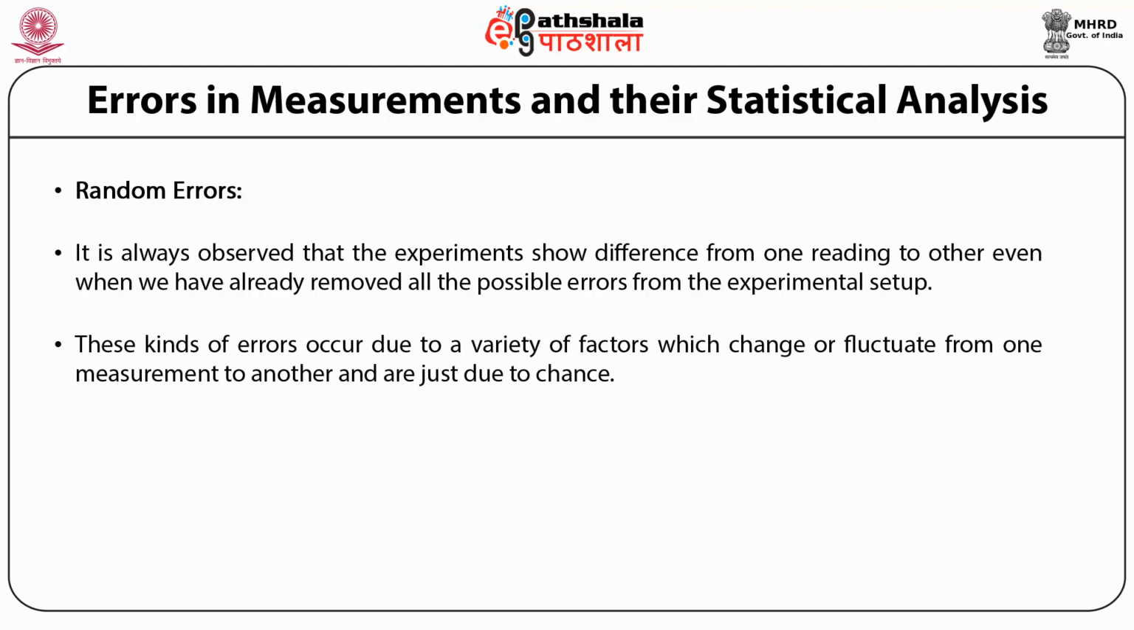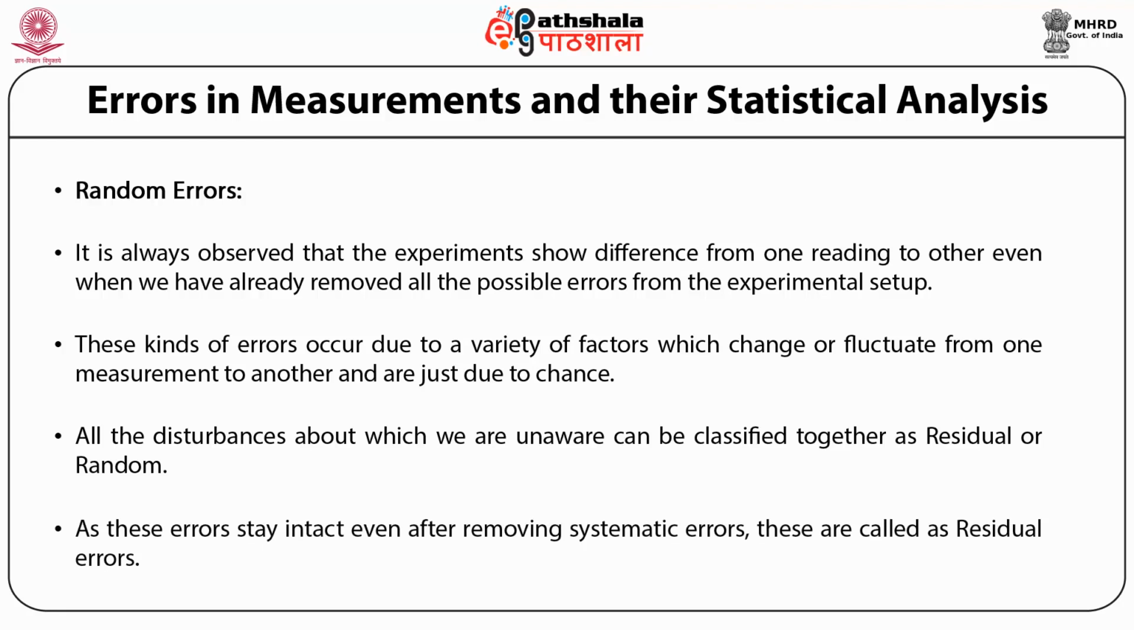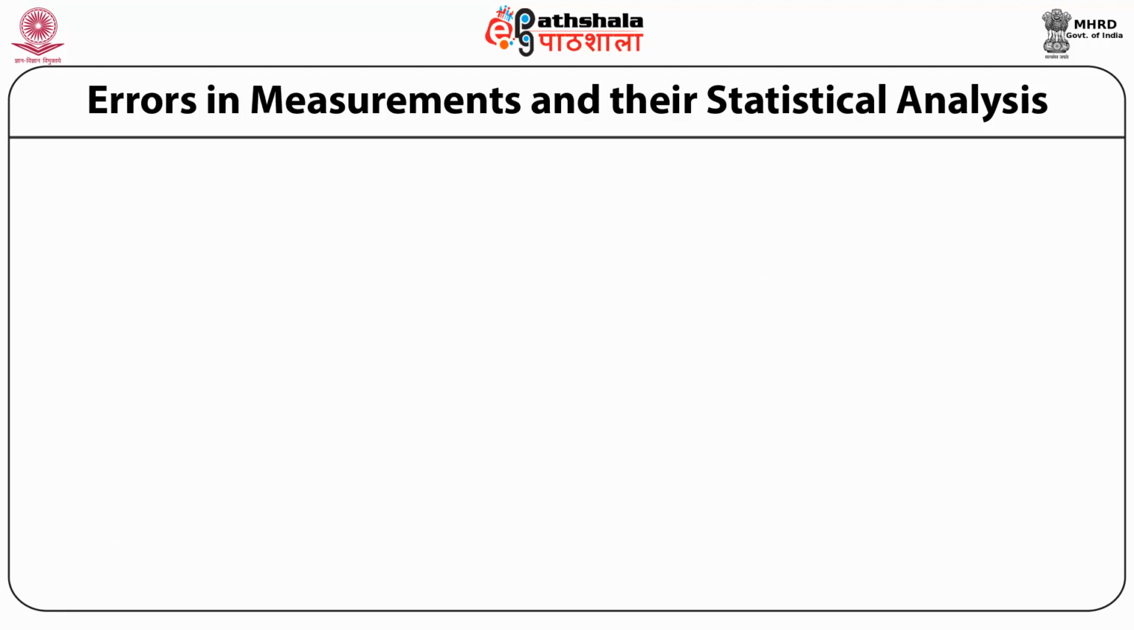Our measurements are influenced by several known and unknown factors. All the disturbances about which we are unaware can be classified together as residual or random errors. As these errors stay intact even after removing systematic errors, these are called residual errors. These errors are variable in nature and do not follow any defined rule. Now students, let us see the central value.